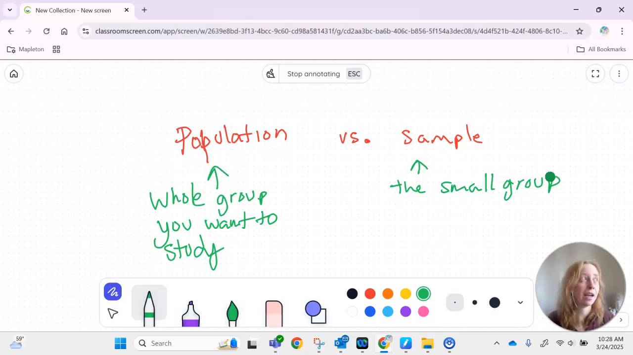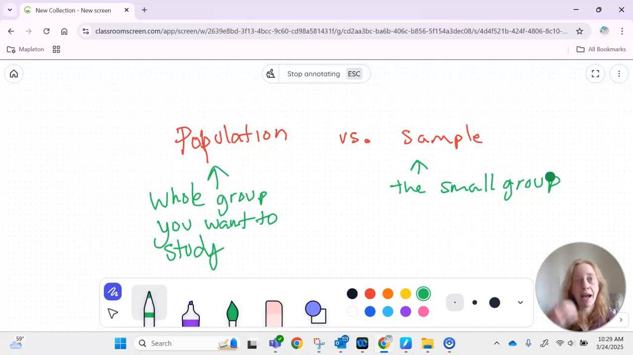So it could be that I'm curious about the size of hummingbirds in Texas, okay? Now, that's not the size of hummingbirds everywhere. I'm only curious about Texas hummingbirds. And so my sample is going to be 50 hummingbirds in Texas that I find, okay?